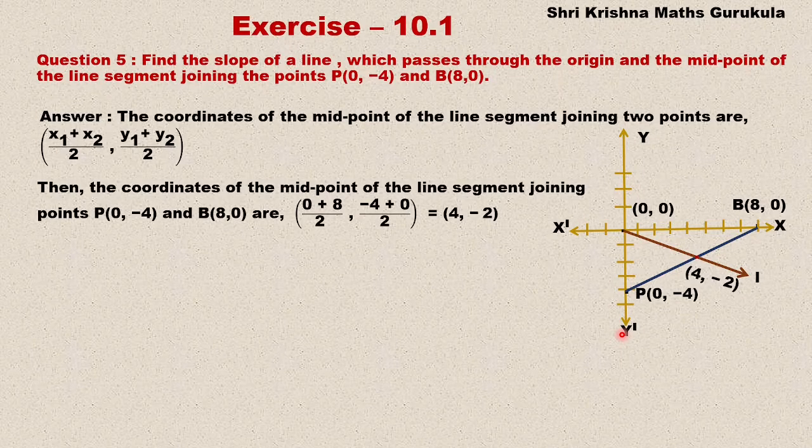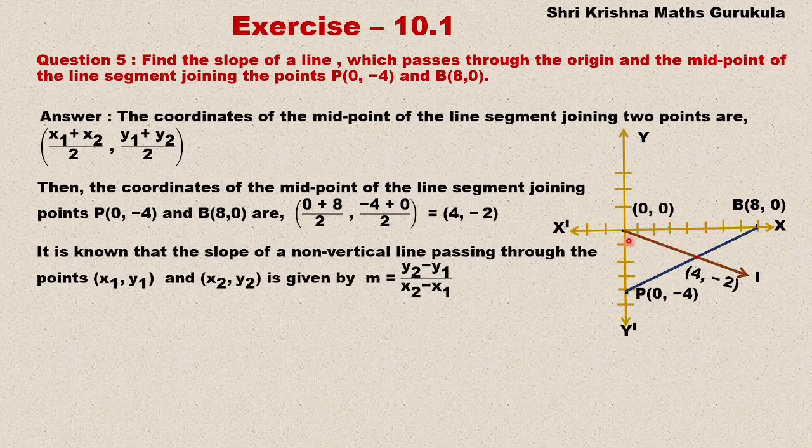Okay, let us find it now. The coordinates of the midpoint will be (0 + 8)/2 and (-4 + 0)/2. So the midpoint is (4, -2). Now we know 2 points on the line. We can easily find the slope of the line when we know any 2 points on the line.